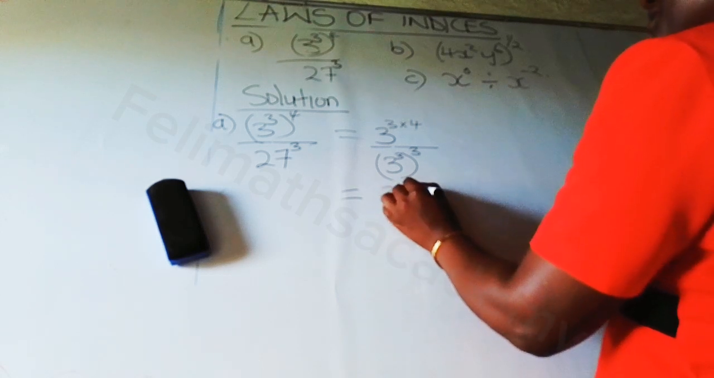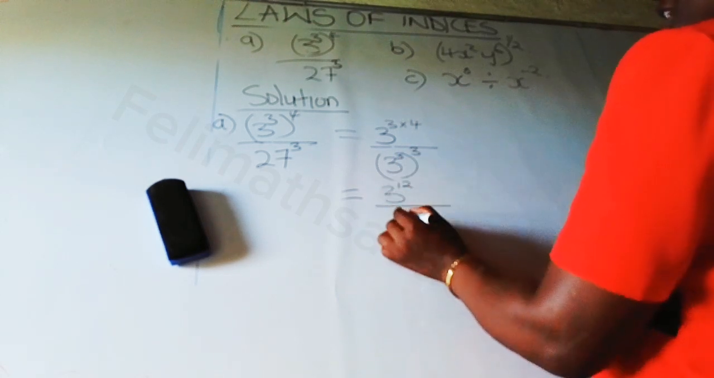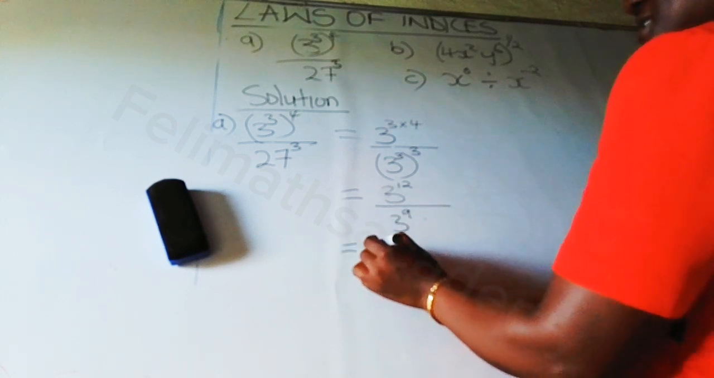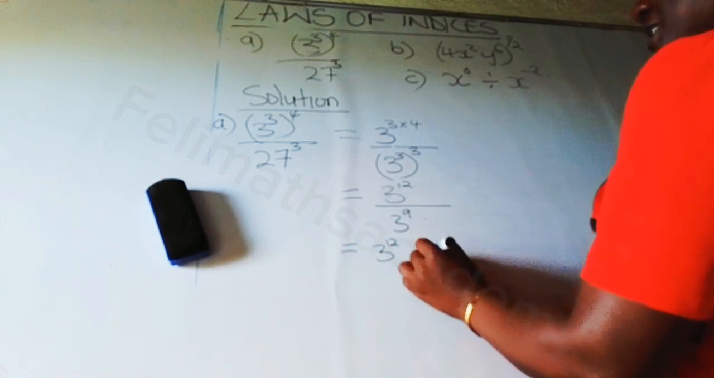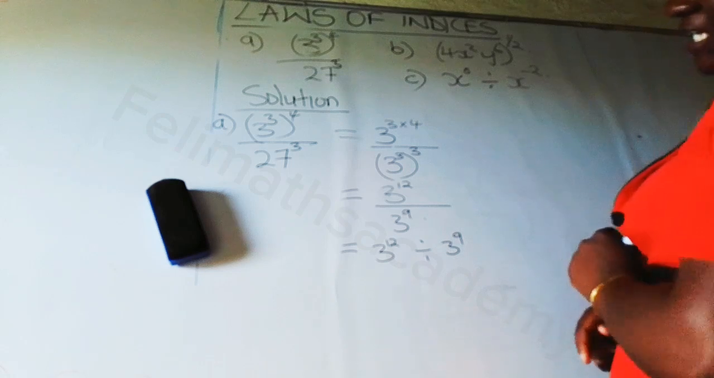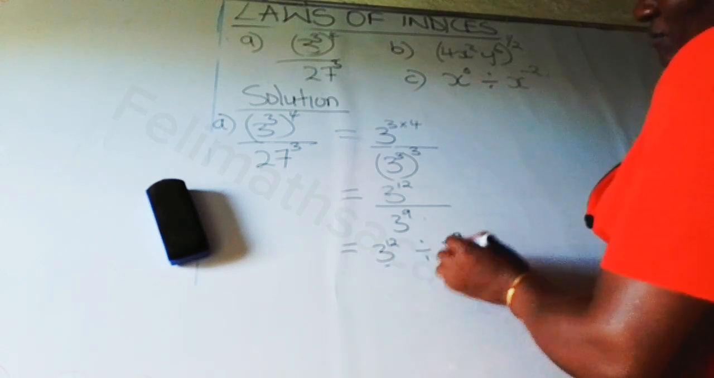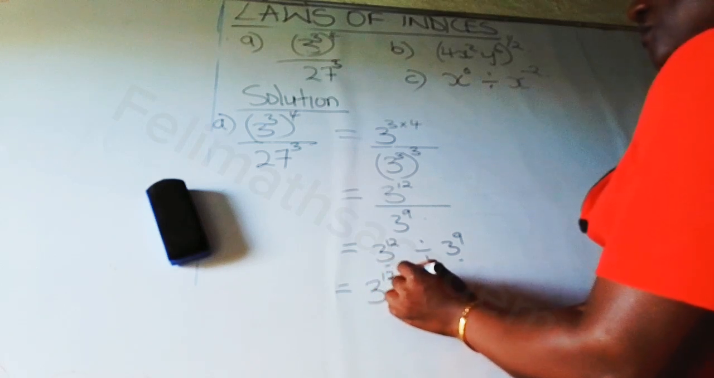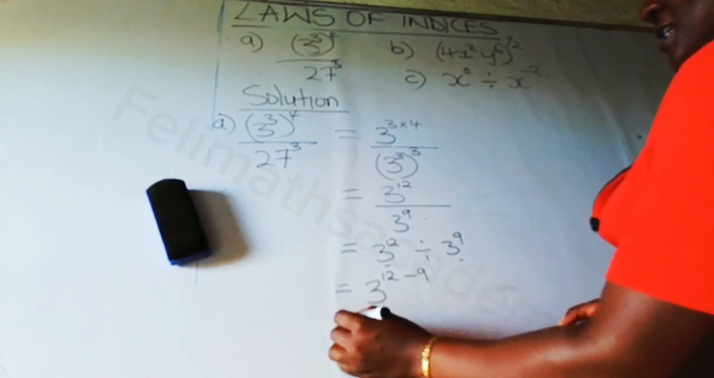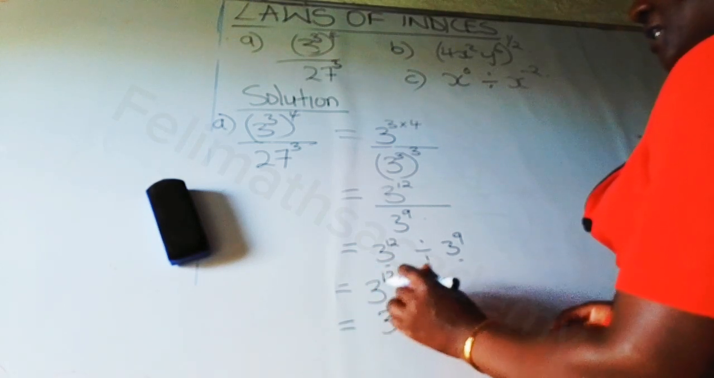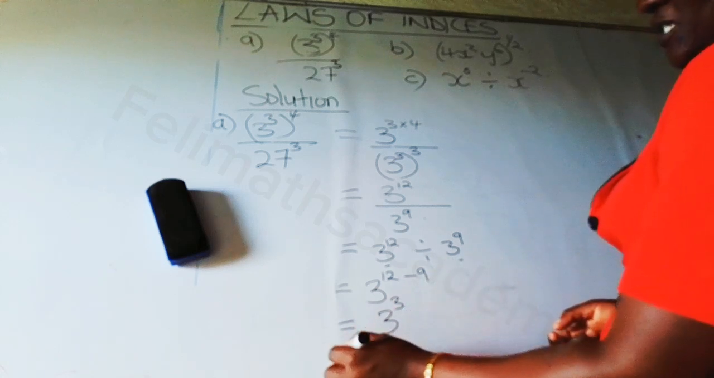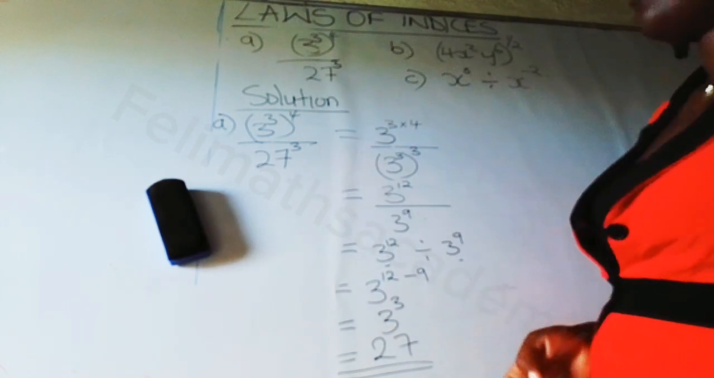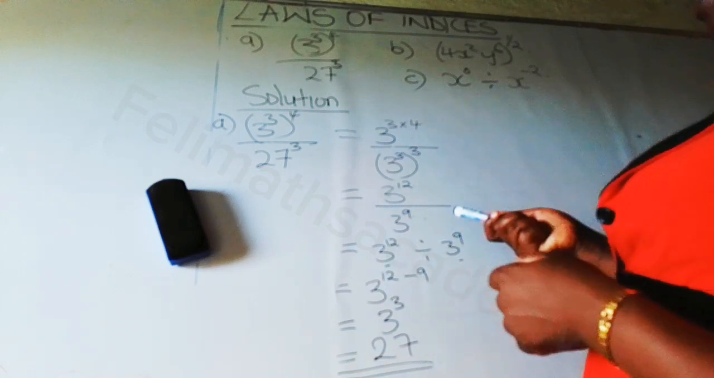3 to the power of 12 divided by 3 to the power of 9. So we have the same bases there. So this is 3 to the power of 12 minus 9. This is 3 to the power of 3, since 12 minus 9 is 3. So 3 to the power of 3 is 27. Right? So that was our A.